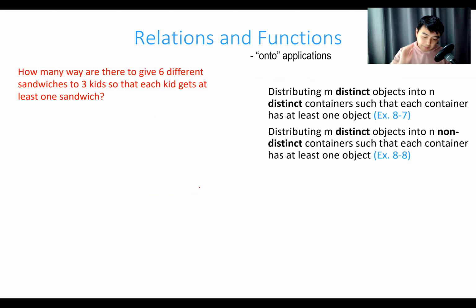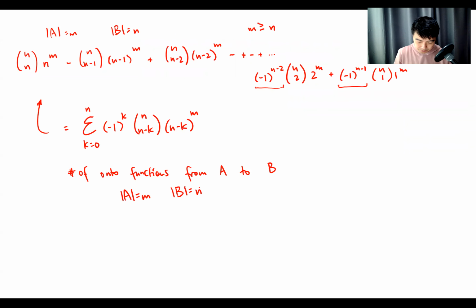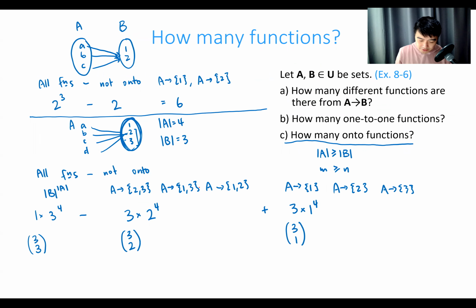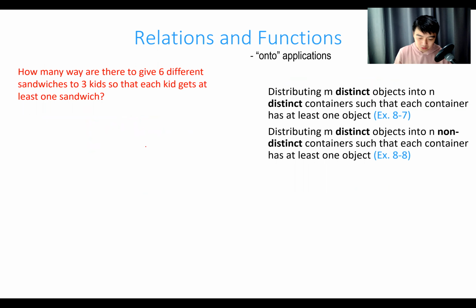One is distributing m distinct objects. Now, the word distinct means different. So I want to distribute m different objects into n different containers such that each container has at least one object. Now, just take a second to note that such a question is referring to an onto function. So let's go back here. I want to put 4 items into 3 boxes so that each box has at least one item in it. That type of question is typically referring to an onto question.